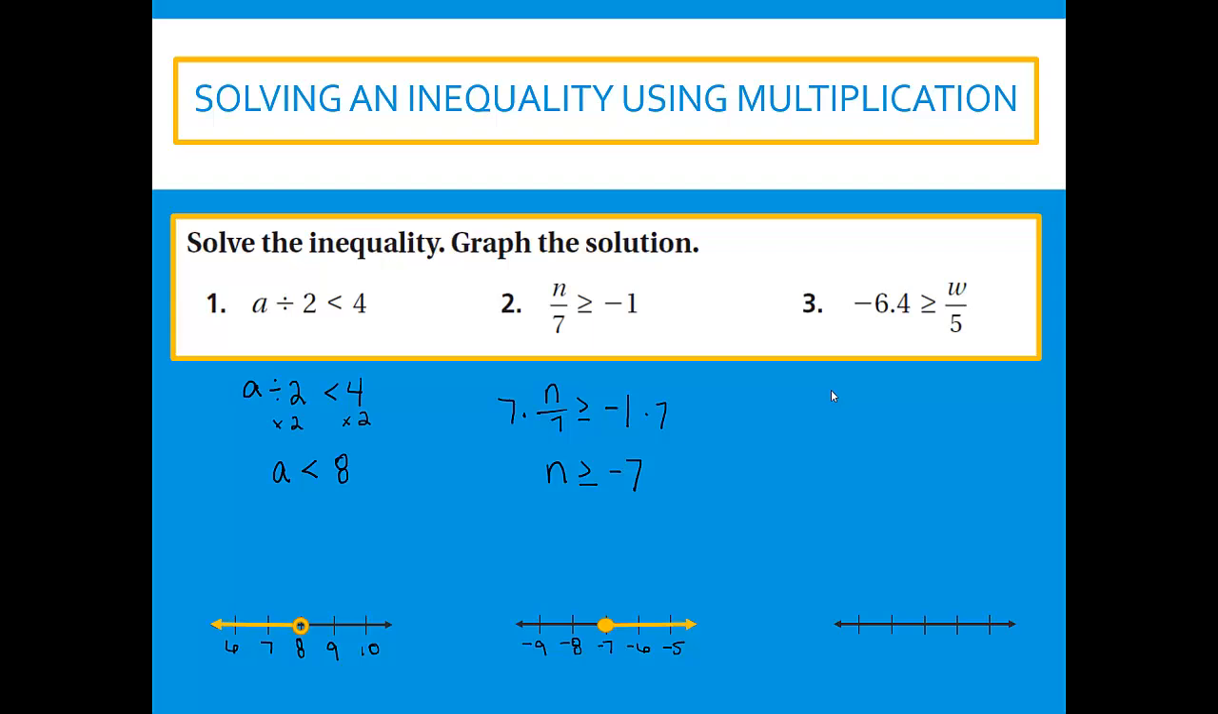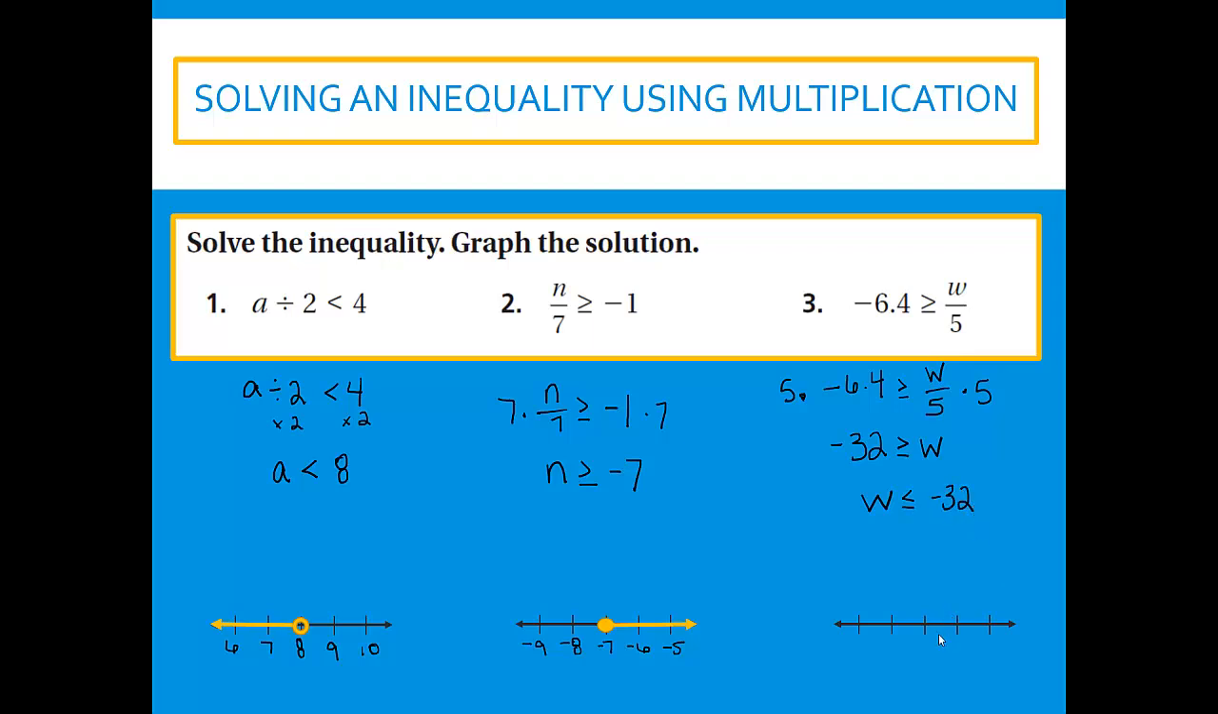And now for number 3, we have -6 and 4/10 is greater than or equal to W divided by 5, or W over 5. Since we are dividing by 5, we need to multiply by 5 to solve. And 5 times -6 and 4/10 is -32. So we have -32 is greater than or equal to W, which is the same thing as saying W is less than or equal to -32.